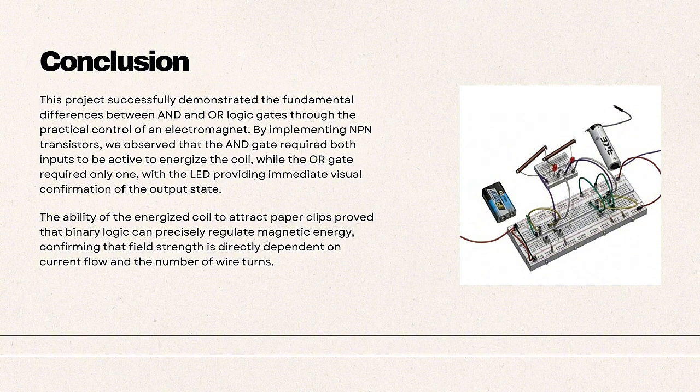For conclusion, this project successfully demonstrated the fundamental difference between AND and OR logic gates through the practical control of an electromagnet. By implementing NPN transistors, we observed that the AND gate required both inputs to be active to energize the coil, while the OR gate required only one, with the LED providing immediate visual confirmation of the output state. The ability of the energized coil to attract paper clips proves that binary logic can precisely regulate magnetic energy, confirming that field strength is directly dependent on current flow and the number of wire turns.